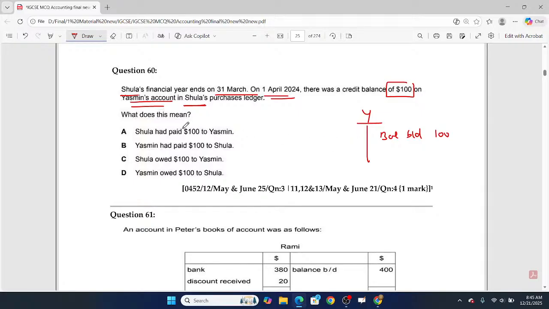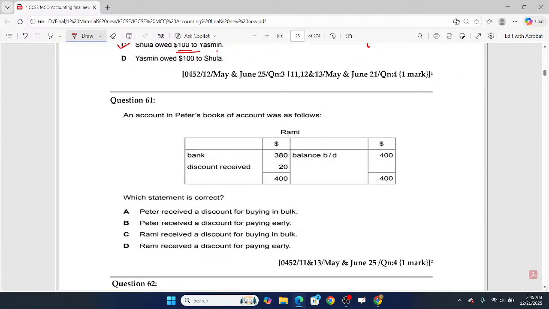Now, what does it mean? Shula had paid $100 to Yashmin. No. So here the liability appears on which side? Credit side. It means Shula has to pay Yashmin this much amount. So Shula owed $100 to Yashmin is the correct one. See, is that clear? And 61.